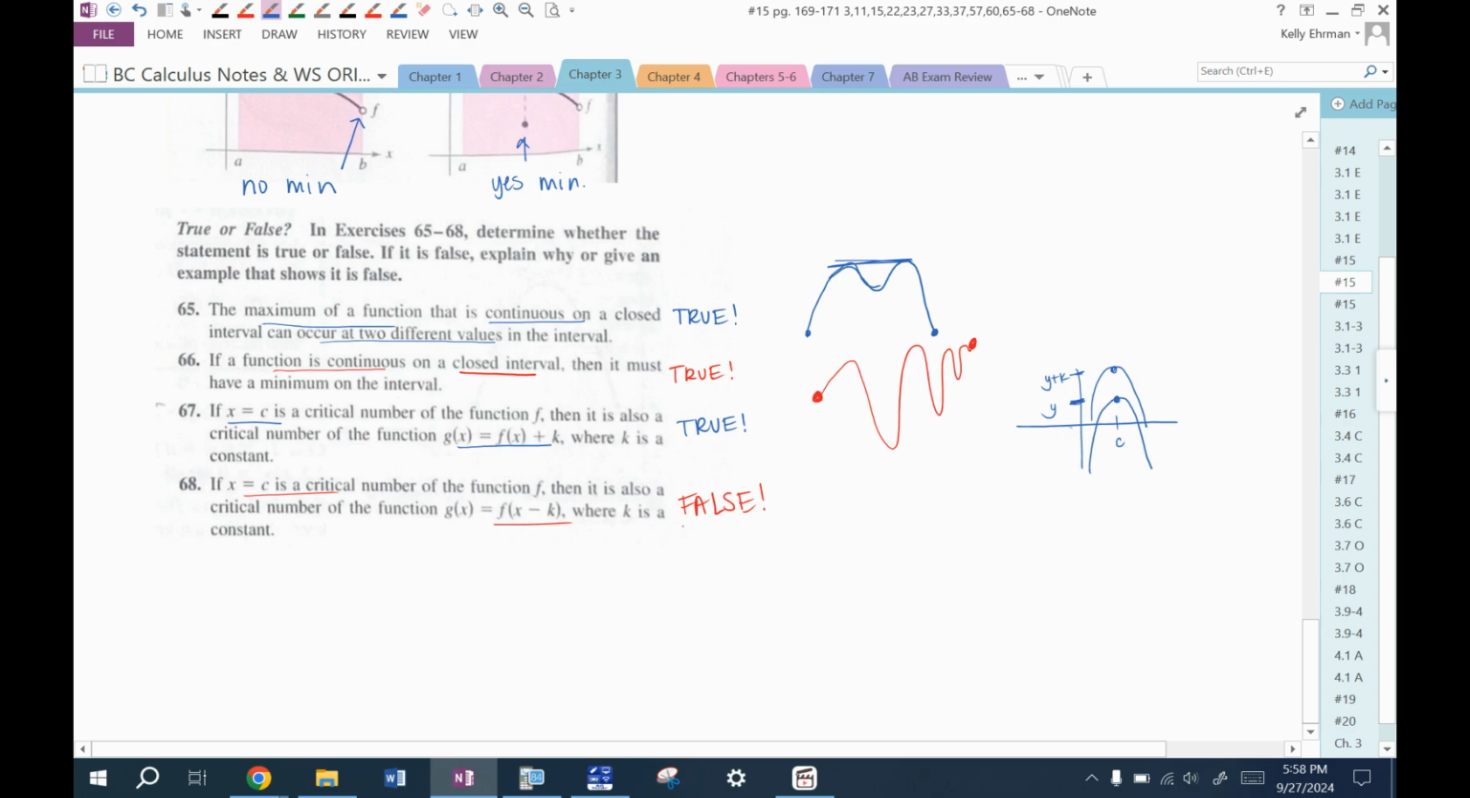But then 68 is the only false one because if we shift things horizontally, this shifts the graph to the right k units. Let's use a parabola again because it's an easy example to sketch out. Here's where the original maximum was. If I shift this graph over k units so that now it's sitting over here at C plus k, now the maximum of that graph is over here. It's not at the original C. So that's why that's false.